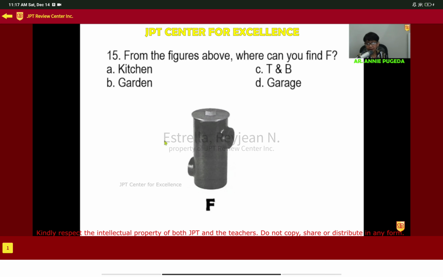Now, where can you find F? So, ito nabubuksan. Tapos, sa ilalim, pag dumaan ng tubig dyan, bababa yung mga debris like buhok, tapos palalabasin niya rito. So, definitely, ang tawag dito, drum trap.